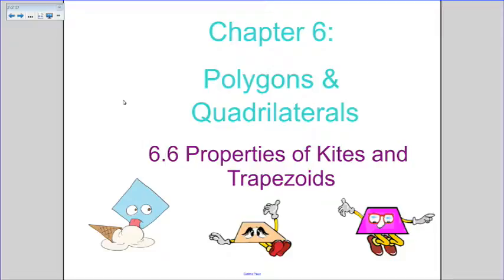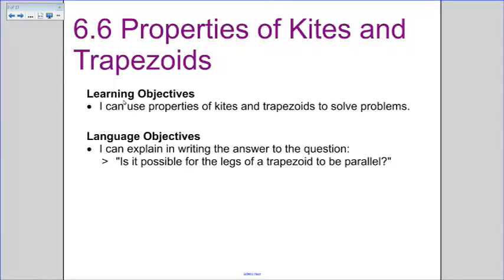Chapter 6, Polygons and Quadrilaterals. This is the last section in this chapter. We're going to be covering properties of kites and trapezoids. I'm sure some of you know what kites and trapezoids are, so let's get cracking. Your learning objective: I can use properties of kites and trapezoids to solve problems. Your language objective: I can explain in writing the answer to the question, is it possible for the legs of a trapezoid to be parallel?